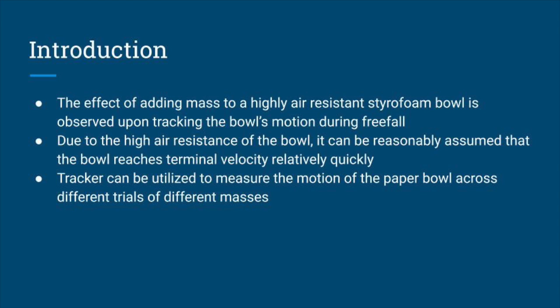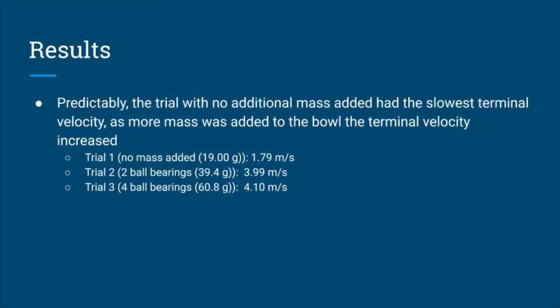Due to the high air resistance of the bowl, it can be reasonably assumed that the bowl reaches terminal velocity relatively quickly. Tracker can be utilized to measure the motion of the paper bowl across different trials of different masses. So for our results, we obtained that, predictably, the trial with no additional mass added had the slowest terminal velocity. As more mass was added to the bowl, the terminal velocity increased.